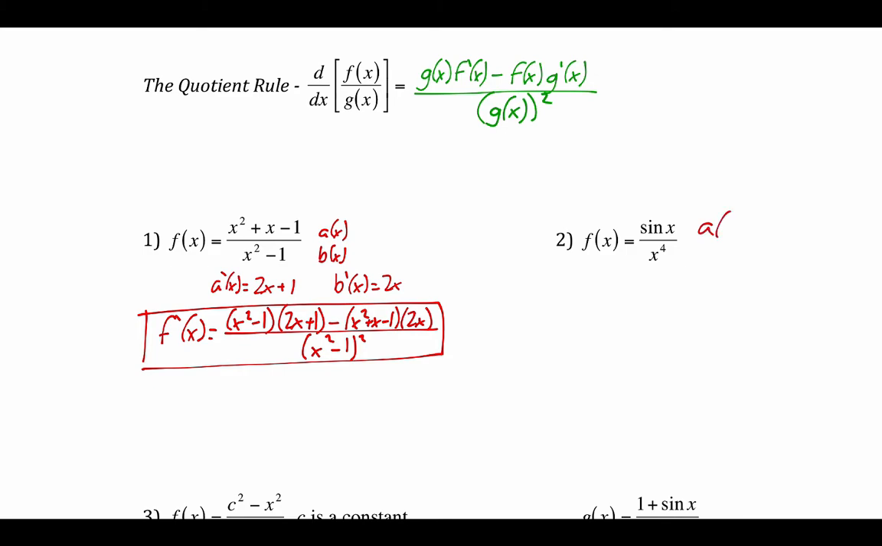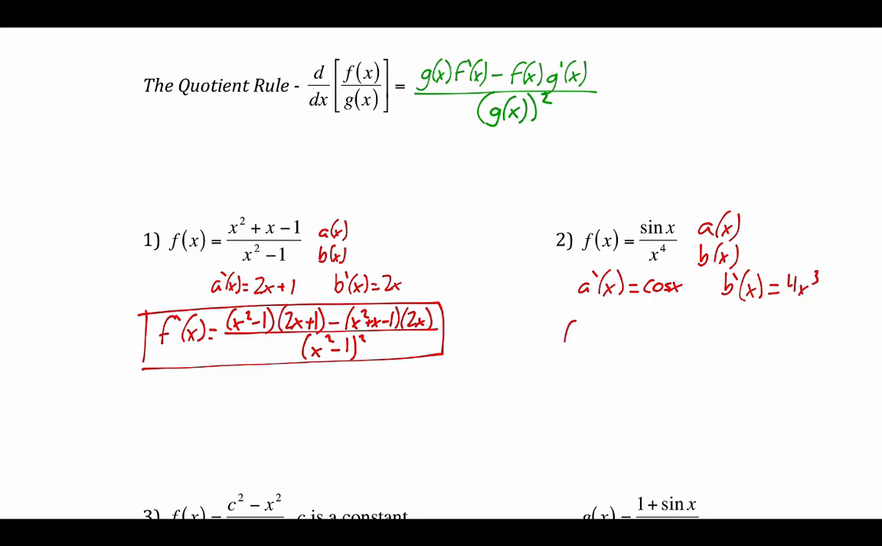All right, for number 2, I'm going to label them similarly. Sine of x, we'll call that numerator a of x. Denominator, we'll call that b of x. So the derivative of the numerator, derivative of a. The derivative of sine, if you remember back a couple pages, is the cosine of x. Derivative of b, derivative of x to the fourth, is 4x to the third.